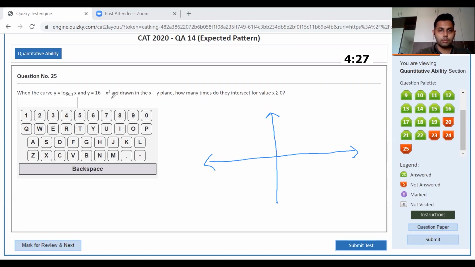So y is equal to x square. So when y is equal, x is equal to 4 is when y will be 0. 4 and minus 4, right? And when x is equal to 0, y is equal to 16. So basically it's something like this. And these log curves go in this manner. So we only have 2 points intersecting.